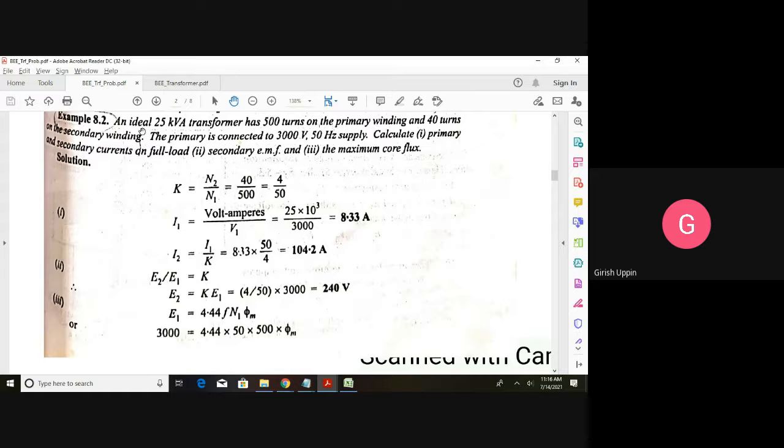They have given it's an ideal transformer, 25,000 VA, that is the volt ampere rating of the transformer. It has 500 turns on the primary winding. Means what?